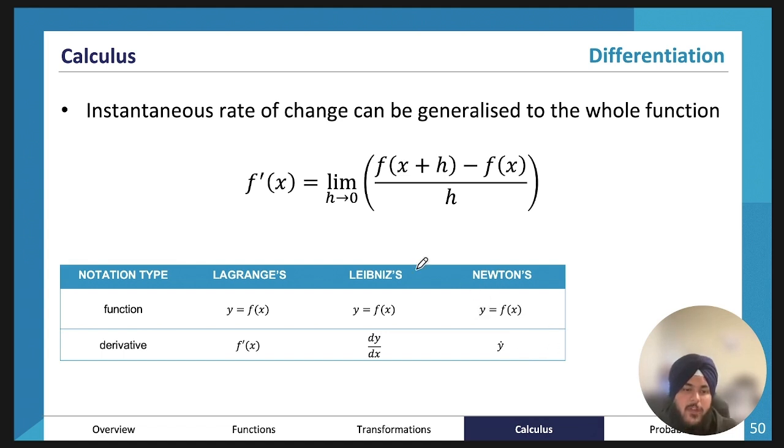So all three are different types of notations, but depending on what the question is giving you, so if the question is giving you, f of x is defined as blah, blah, blah, then you will use Lagrange's notation. So the derivative will be f dash x. However, if your answer is given in the form of y equals something, then it'll be in the form of Leibniz's notation, which is dy on dx.